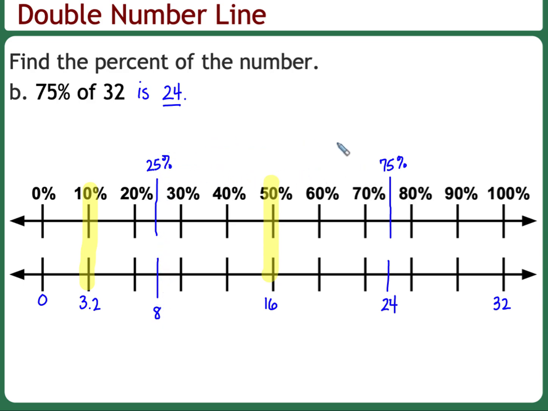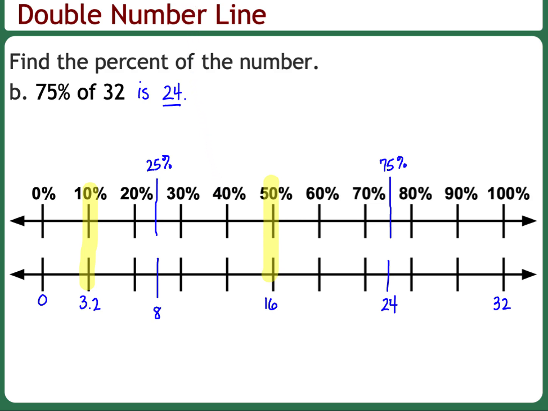And once I have 25%, it makes it really easy to find 75%. I can multiply by 3. 25 times 3 is 75. 8 times 3 is 24. Or I can add 25% and 50% to get 75%. 8 plus 16 is 24. So 75% of 32 is 24.